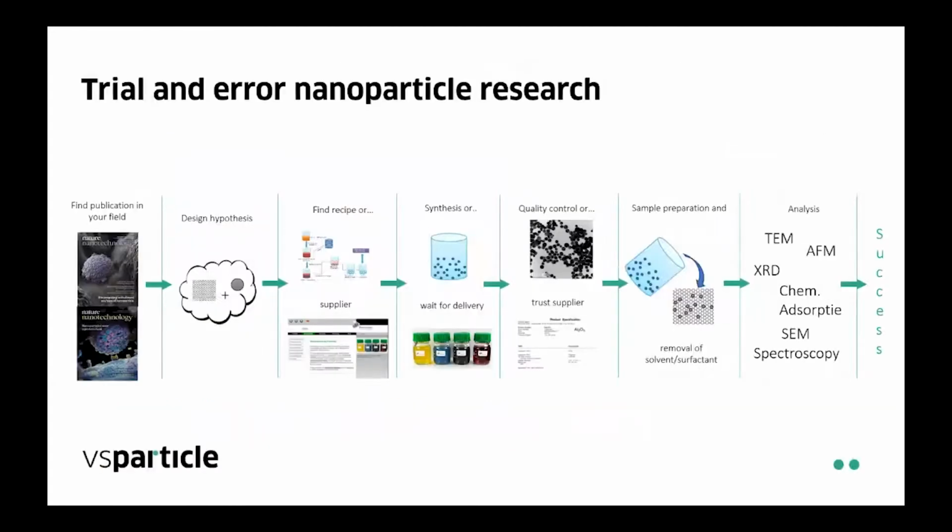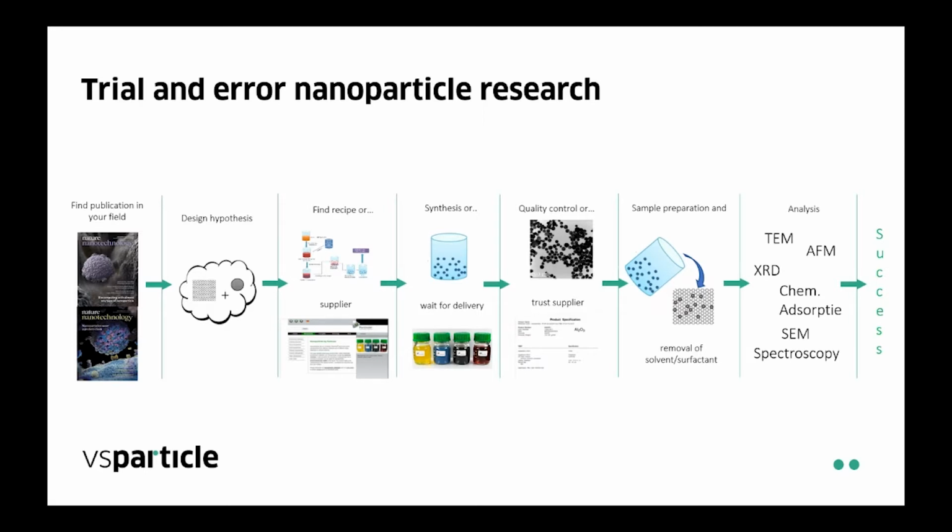As mentioned, nanoparticle research is a trial and error-based approach. So in this overview, you can see, if you go from the left, you design your hypothesis and then you search for your material, and then you do the quality control and incorporation into the final material that you are using. And then you can do all the analysis to figure out if this material, or if this specific nanoparticle, indeed added the ideal properties to your product.